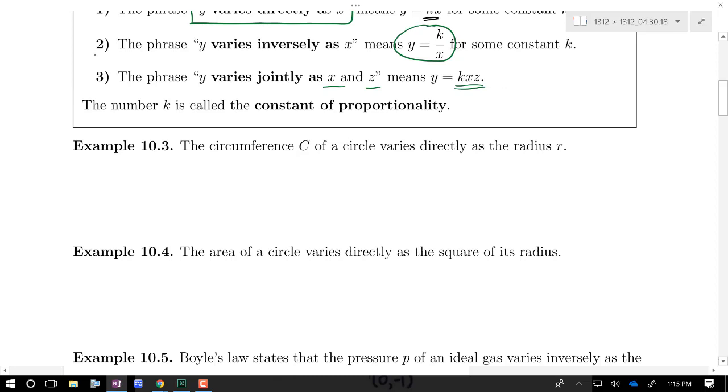The circumference of a circle varies directly as the radius r. If we were to translate this statement to make an equation, we'd say it varies directly as, that means it's some constant times r. And that is true. We happen to know what that constant is. What is it? Yes, 2 pi.